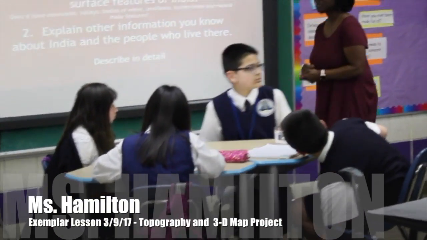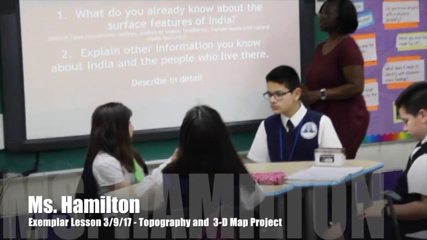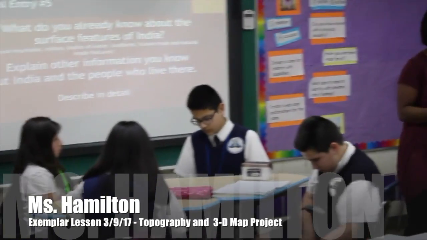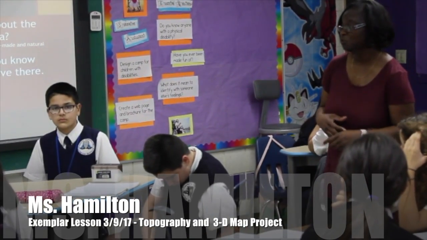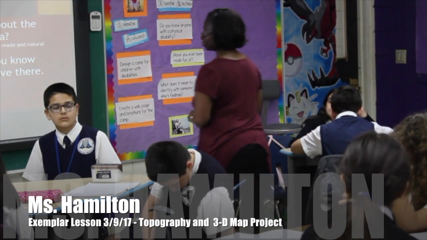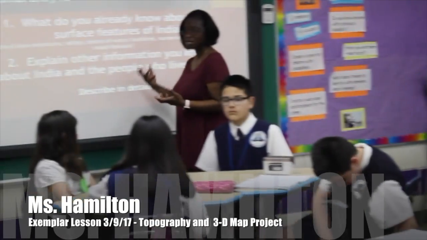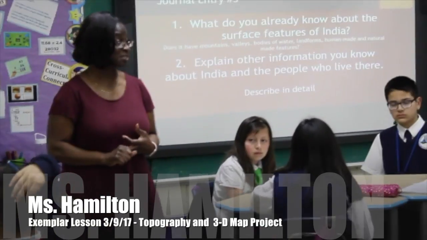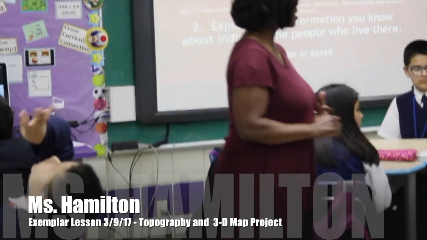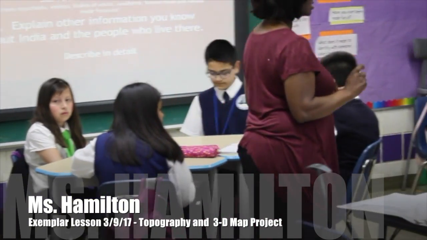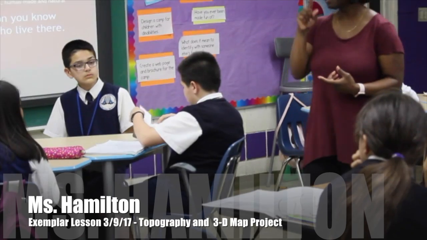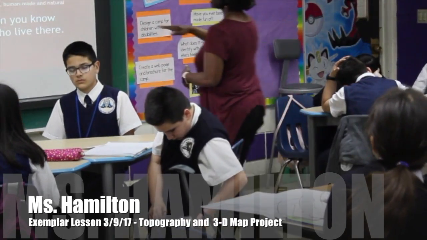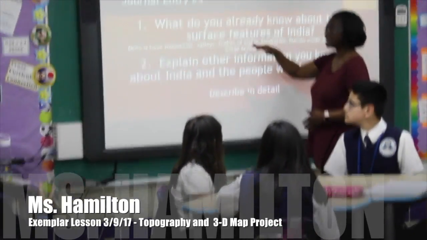Okay, so today, for journal entry number 5, you are going to first write down all of the things that you already know about India and its surface features. Do your reading and social studies. Think about your social studies class. Think about what you know about India that you may have heard. Maybe you heard through your reading that there are mountains, that there are lakes, that there are specific rivers in India. What man-made things are in India? What human-made things, and then natural-made things, that are in India. So I made a list of things, maybe valleys, other bodies of water.